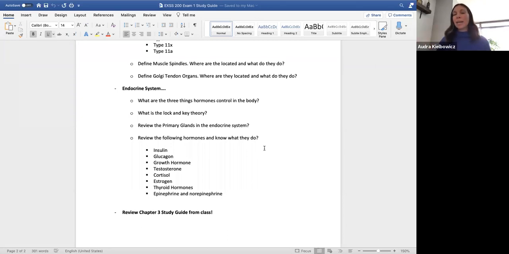Review the primary glands in the endocrine system. So remember, the pituitary gland is the main gland that's kind of controlling everything. And then also just review the following hormones: insulin, glucagon, growth hormone, testosterone, cortisol, estrogen, thyroid hormones, epinephrine and norepinephrine.